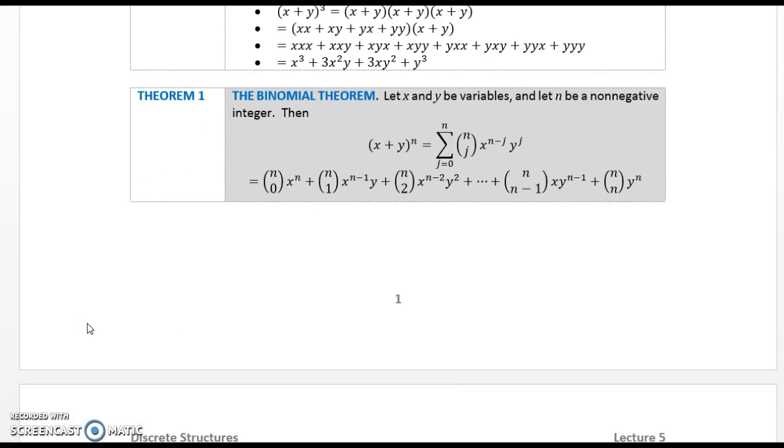Theorem 1, the binomial theorem. Let x and y be variables, and let n be a non-negative integer. Then (x + y)^n is the sum from j equals 0 to n of n choose j, x to the n minus j power, y to the j power, which is equal to n choose 0, x to the n, plus n choose 1, x to the n minus 1, y, plus n choose 2, x to the n minus 2, y squared, plus all the way down to n choose n minus 1, times x times y to the n minus 1, plus n choose n, y to the n.